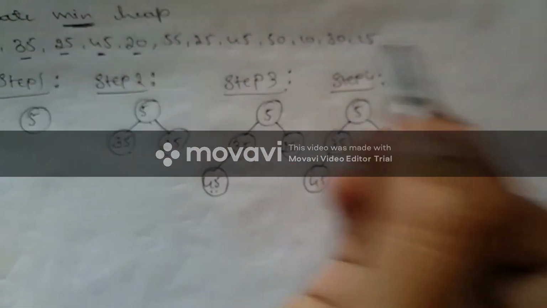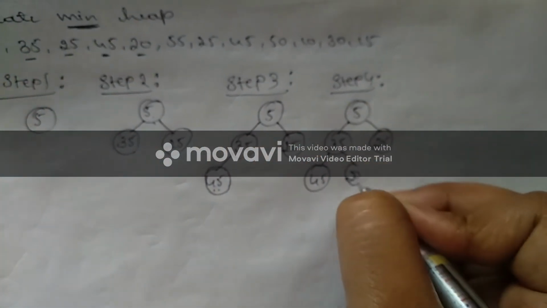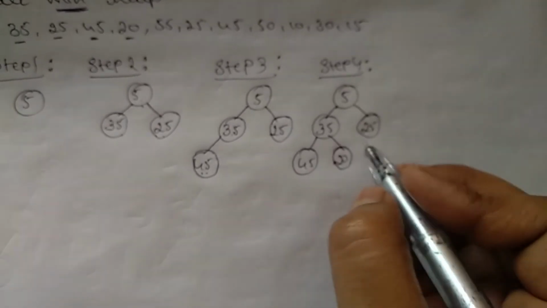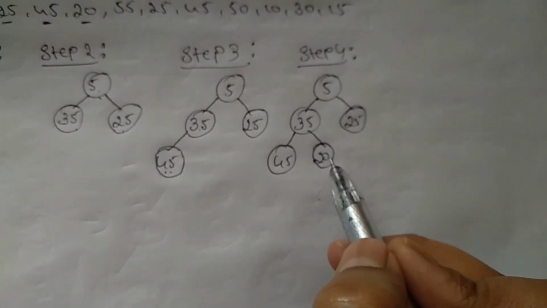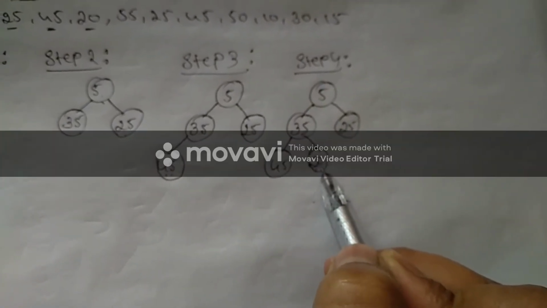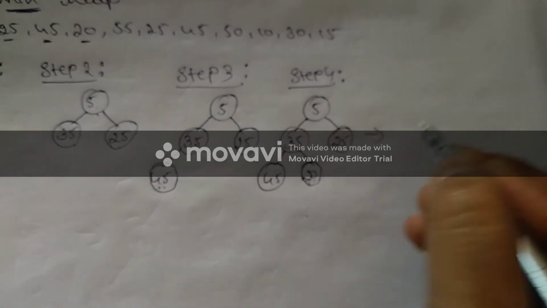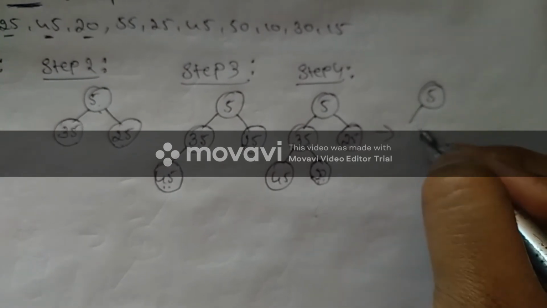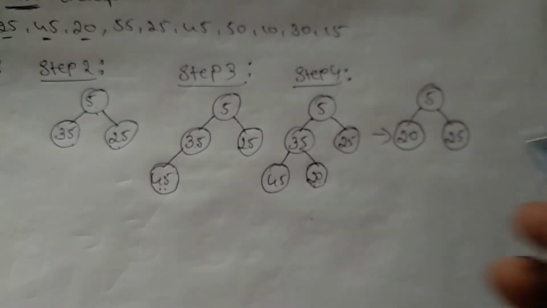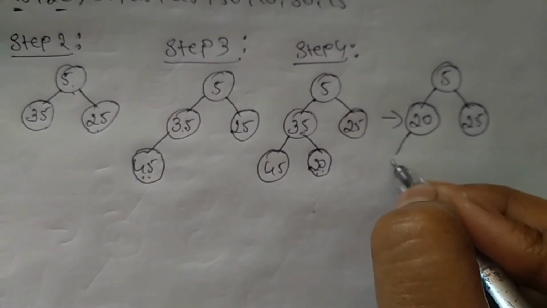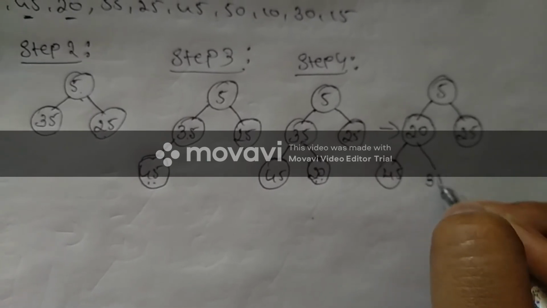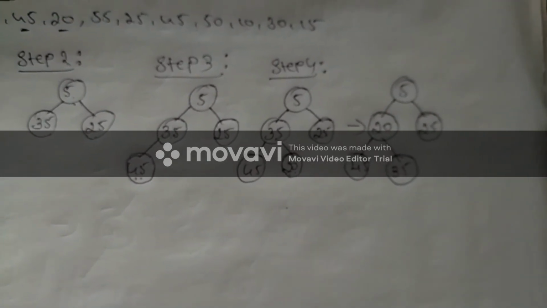45. Next element is 20. I'll just write 20 towards right. Now what you have to do? You have to just check for parental dominancy. 20 is less than 35. What you have to do? 20 has to come here and 35 has to come here. Swap 20 and 35. So here 5, in place of 35, 20 should come, and here it is 25. Then here 45 it will remain as it is. In place of 20, 35 should come. This is your step 4.